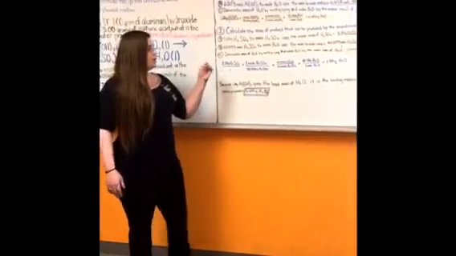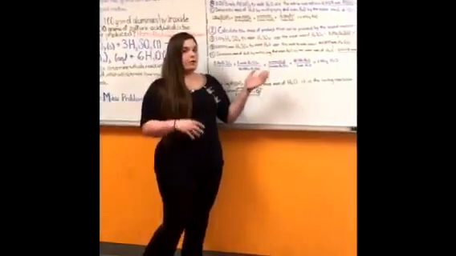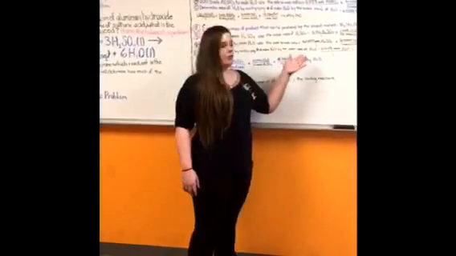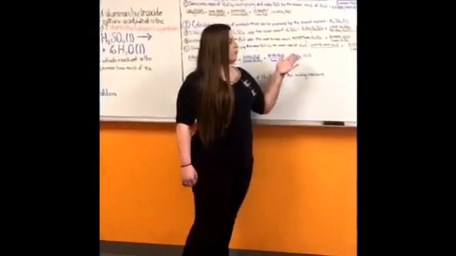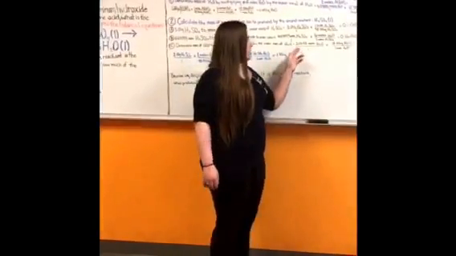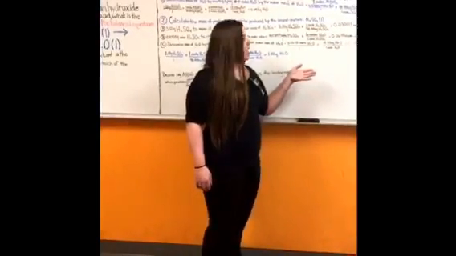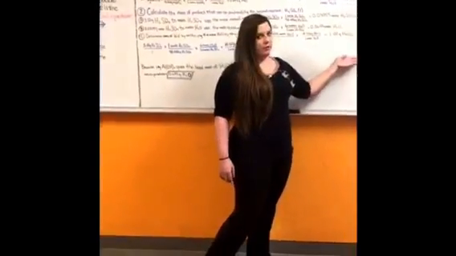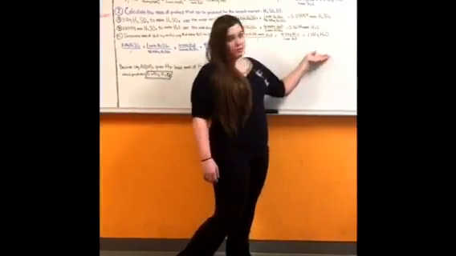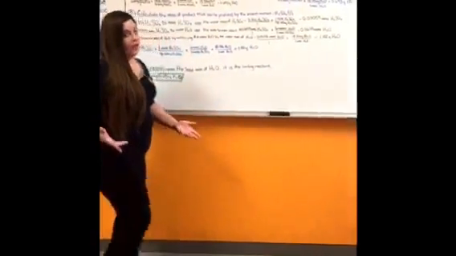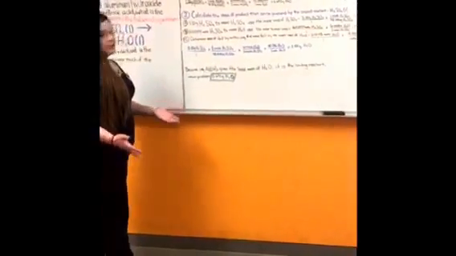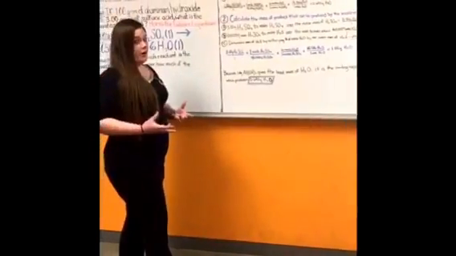So, we determine the mass of the H2O by multiplying the molar mass of H2O by 0.0611 moles of H2O. And this gives us a final product of 1.102 grams of water. So, the limiting reactant is going to give the least amount of product.